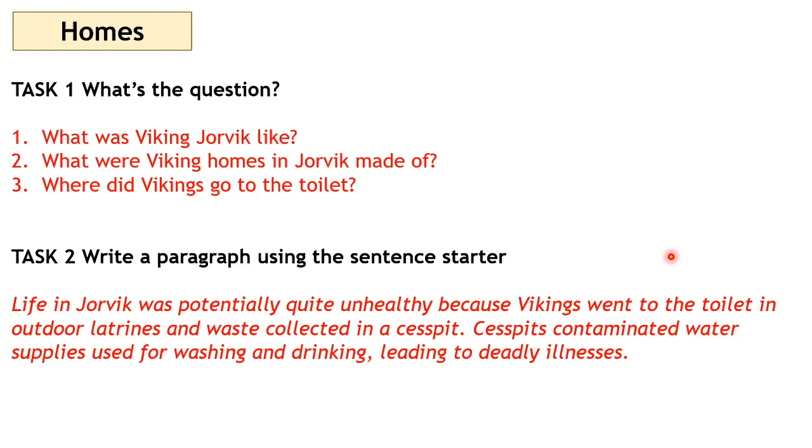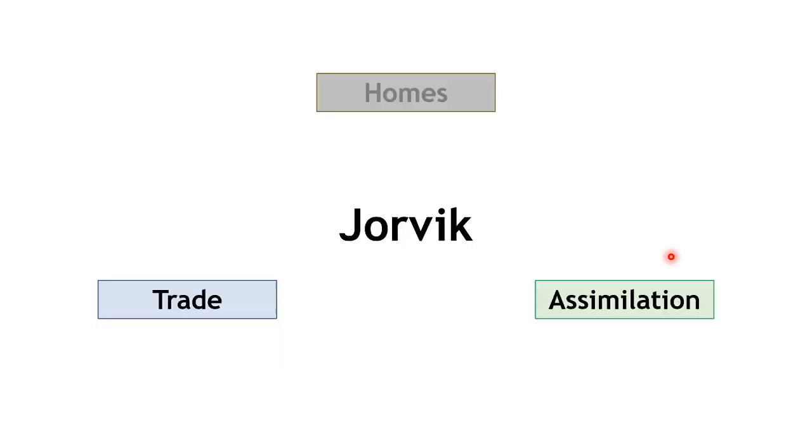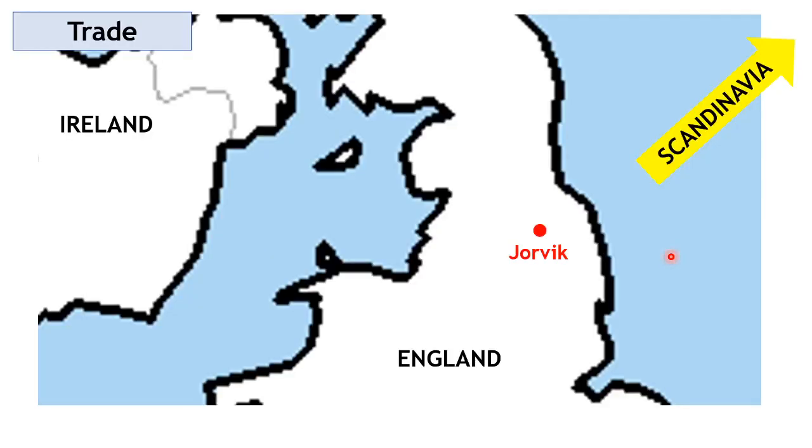Okay, let's move on. We've looked at homes. We're now going to look at trade. As we suggested at the start, Jorvik was incredibly important because of its place on Viking trade routes. Here's our map. So remember that Jorvik was important because it was near 2 rivers. It was on the River Ouse, a great river in the north of England, and it was near the River Ribble, a slightly smaller river.